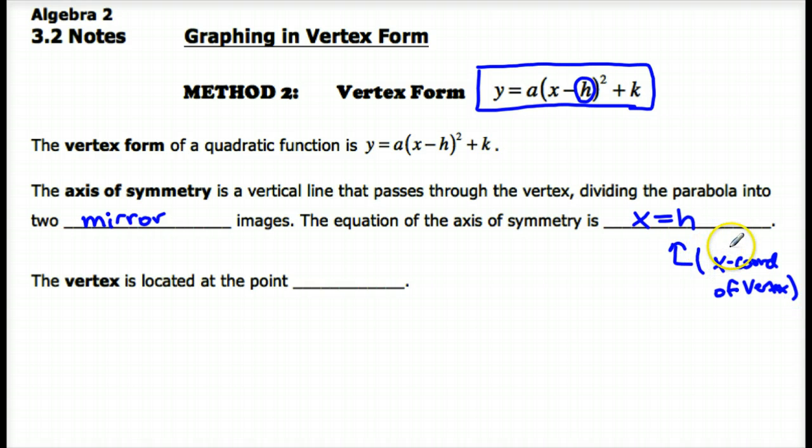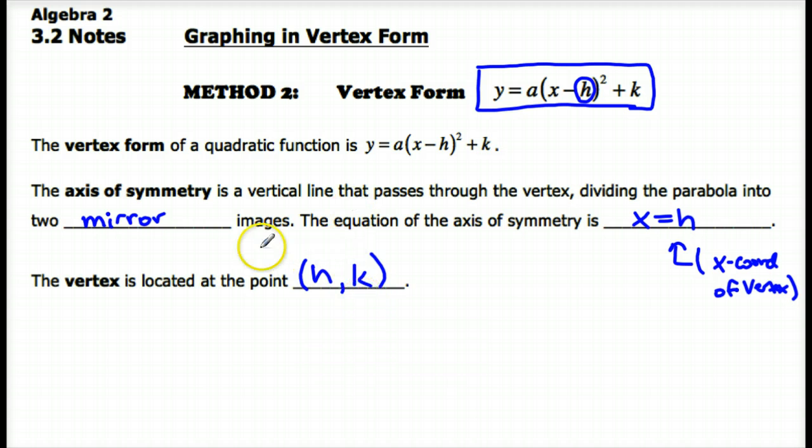To find the vertex, so again, we said x equals h is going to be the x-coordinate of the vertex, so I could just say that the x-coordinate is h when you're doing the vertex. You're not going to plug back in your x value to find the y value. The y value is actually given to you in the equation here. The y value of your vertex is always going to be this number k. So this is always going to be h comma k.